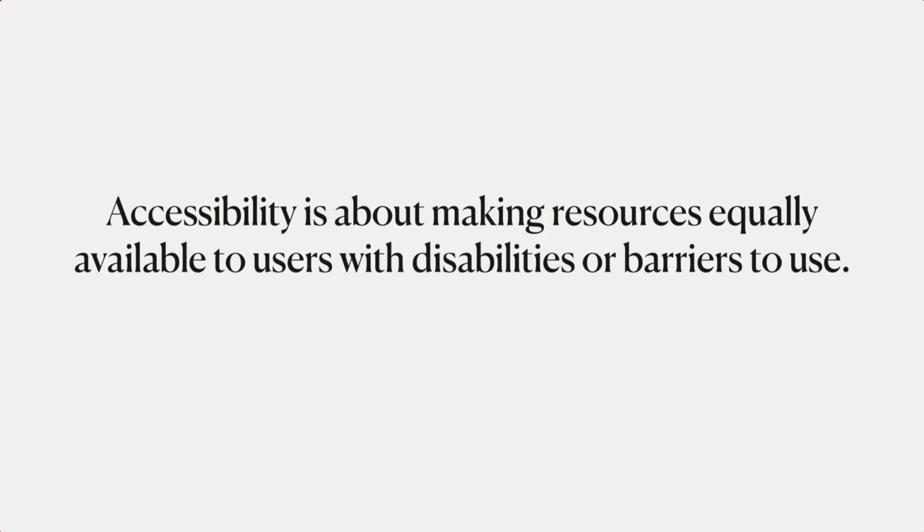What do we actually mean when we talk about accessibility? At its core, accessibility is about ensuring that resources, whether that's a building, a document, a service, or a piece of software, are equally available to people who have disabilities or face other barriers to use. When we talk about barriers, we're talking about anything that prevents a person from being able to fully use or access something. In the physical space, a curb without a ramp is a barrier for someone using a wheelchair. In the digital world, an image with no description is a barrier for someone using a screen reader. The concept is the same in both cases. We are asking, who might be excluded from using this, and what can we do about it?